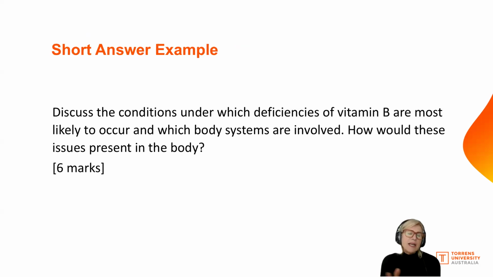Short answers. This would be an example of a short answer, and this would be something that could be worth 6 marks. You could discuss conditions under the deficiencies of which vitamin B are the most likely to occur and which body systems are involved, and how would these issues present in the body. So that just gives you an example. Obviously, vitamin B isn't something that we discussed this trimester. That was last trimester in Human Nutrition 1, but it gives you an idea of the type of questions you'll be asked. You might be asked a few questions.